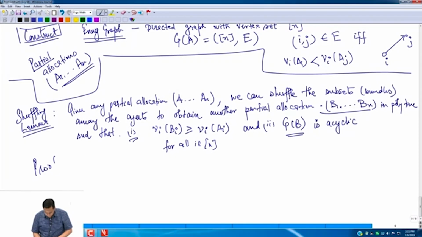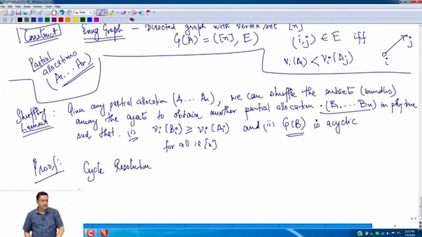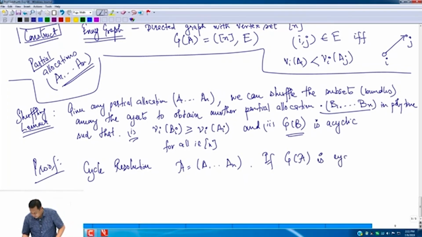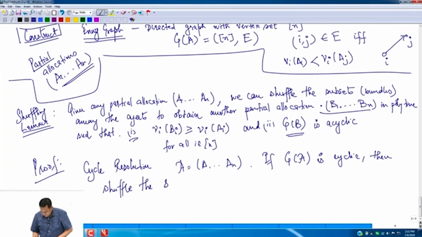So the proof is, the idea is you start with a partial allocation A1 through AN, and if you look at the NV graph induced by this, if this is indeed cyclic, then sort of shuffle the subsets.